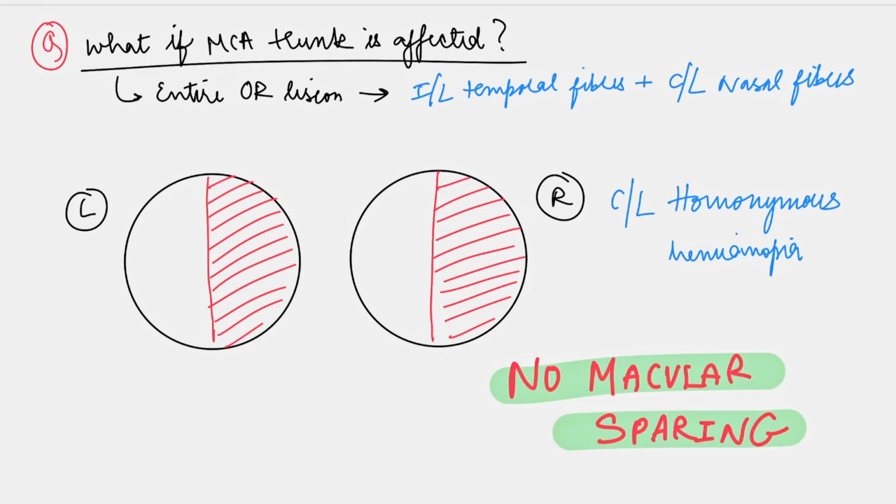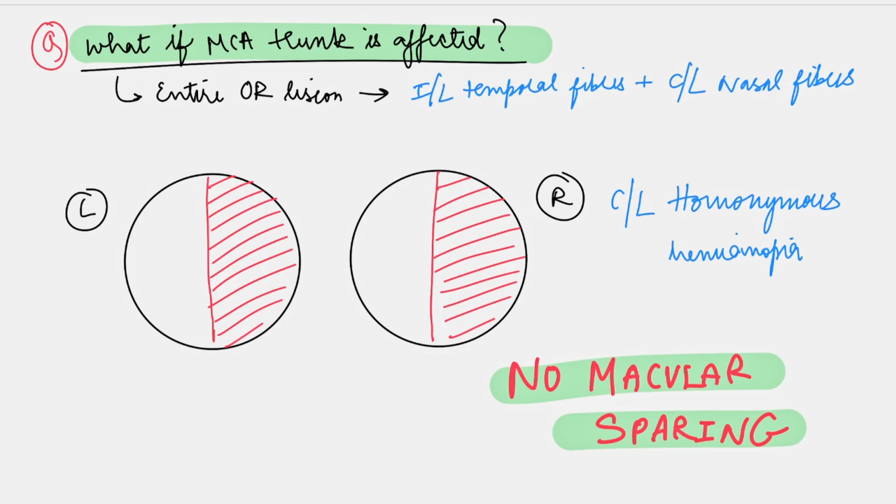Now, if you find MCA stroke visual fields difficult, most of the time they just ask about an MCA trunk lesion, wherein you just have contralateral homonymous hemianopia with no macular sparing. So if you just remember that in PCA stroke there is macular sparing, and in MCA stroke there is no macular sparing, you should remember everything.